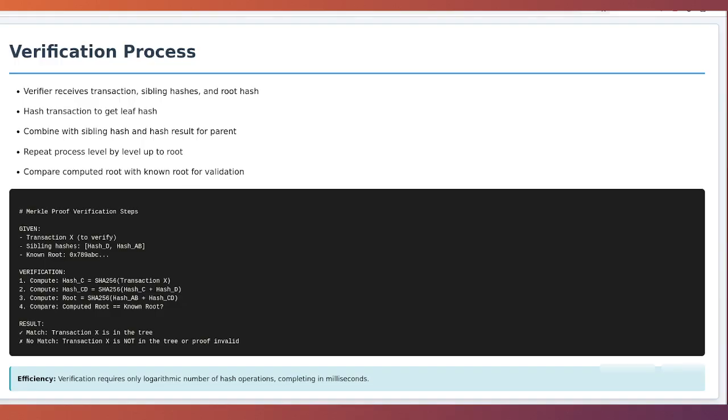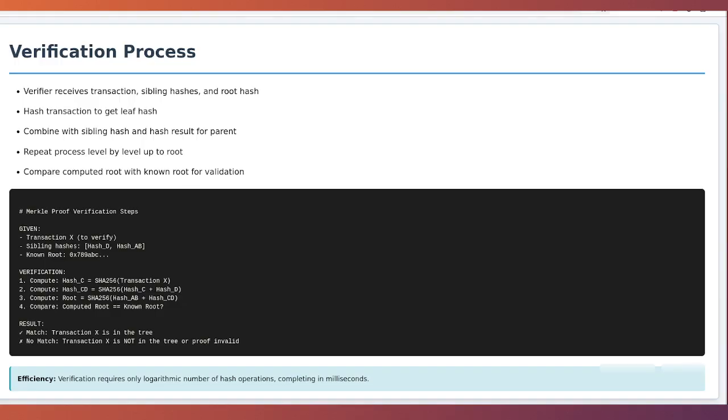Bob starts by hashing transaction X to get its hash value. Then, he combines this hash with the first sibling hash from the proof, in the correct order based on whether the transaction is a left or right child. He hashes this combination to get the parent hash. Bob repeats this process, moving up the tree level by level. At each level, he combines his current hash with the next sibling hash from the proof and hashes the result.